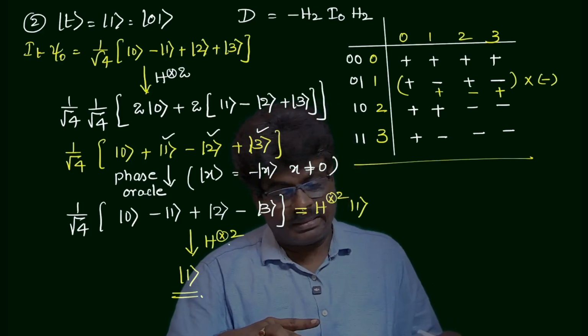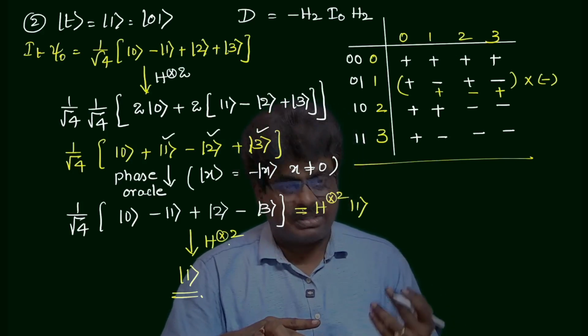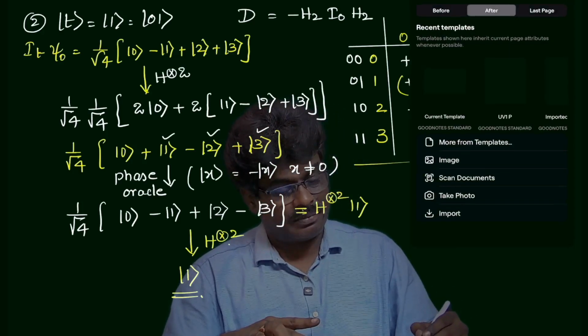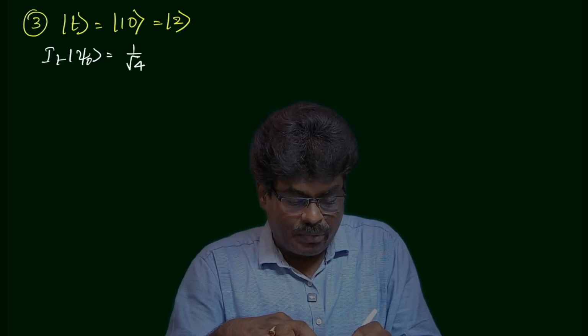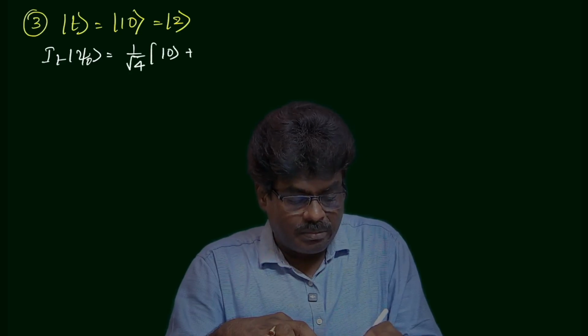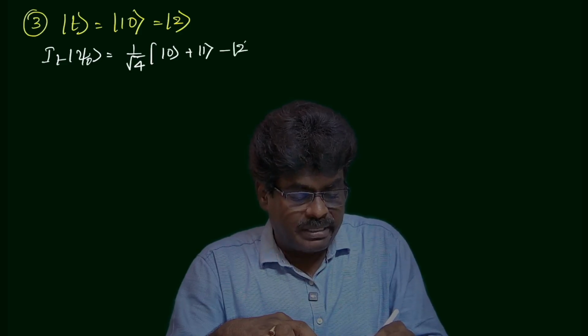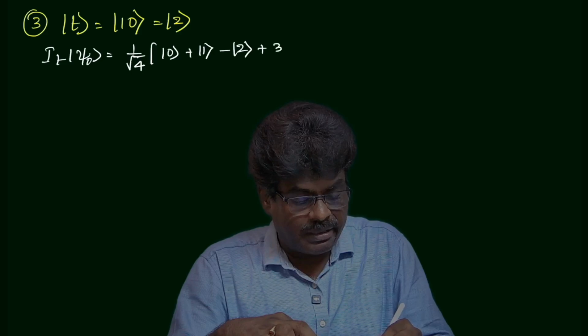If you want, I will explain the third one, and the fourth one you please try to do yourself. So for the third one I am taking the target as 2, that is 1 0, 2. Right. So if the target state is 2, then the oracle operating on the psi naught initial state will give us 1 over root 4, 0 plus 1, and here the 2 state phase will change, and plus 3 here.